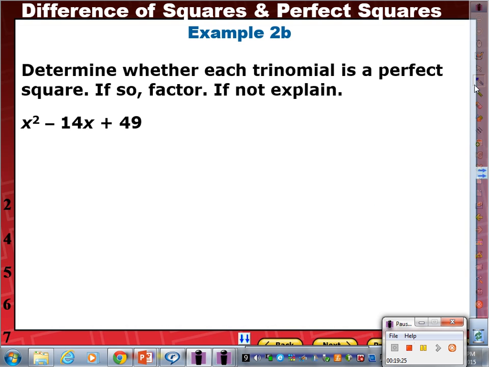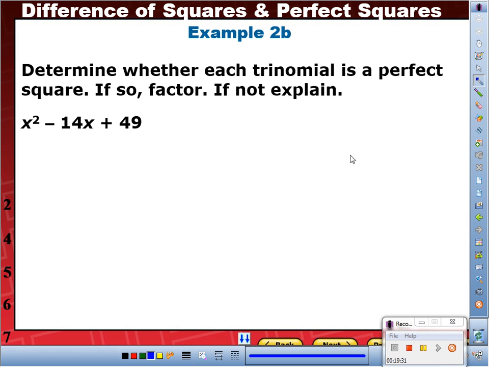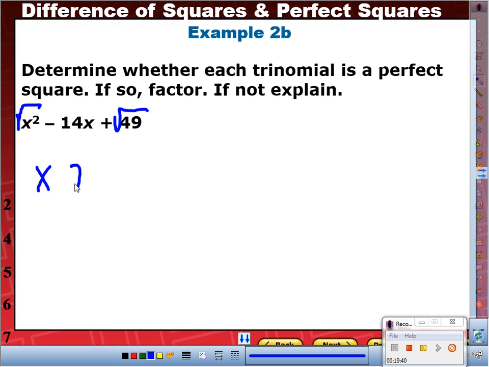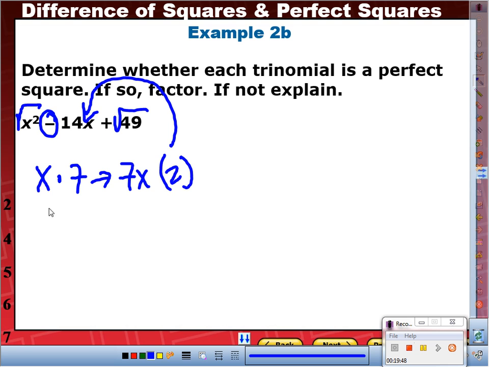Alright, now check this one out. Look up, please. This one had a little curveball to it. It's only because of the negative sign. Here it goes. Square root of the first, x. Square root of the last, 7. Multiply that, that's 7x. Double that. Does that give us 14x? Yes, but it's a negative, therefore, x minus 7 squared. Bam. How we doing? Pretty good, pretty good.